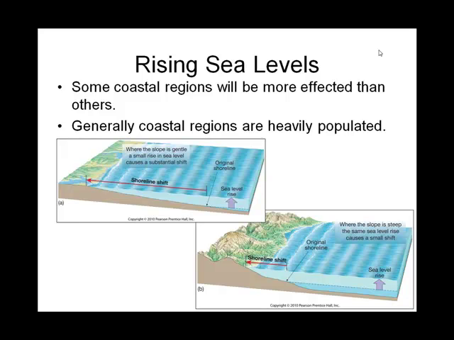Now, rising sea levels, depending if you're on the coast, depending what kind of grade you have going out into your ocean or large body of water, you may be affected more or less by rising sea levels. For instance, if you have a gentle slope, what happens if your sea level rises, you are going to lose more of your shoreline. And if you have a steep slope, if the sea level rises, then you will lose less of your shoreline. The red line is showing you shoreline shift.